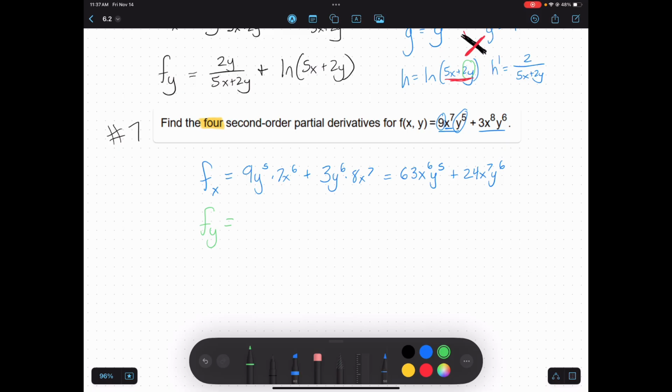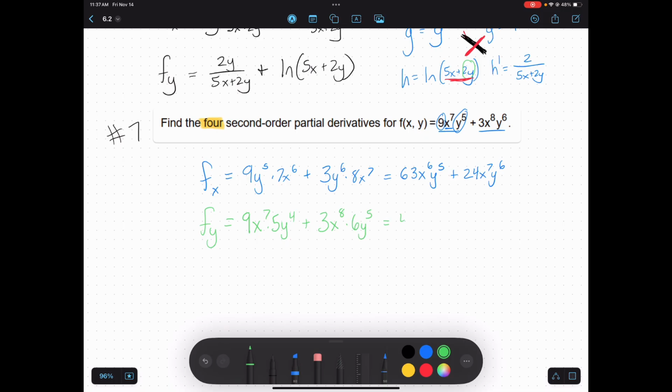Since now I'm taking it in terms of y, I'm going to keep the constant, and I'm going to keep the x term because I'm treating the x term as constant now. And I'll just take the derivative of the y term. So y to the 5th, the derivative is 5y to the 4th. And then for my second terms, I'll do the same thing. I'll keep the 3, I'll keep the x to the 8th term because both of those are constant. And then I'll take the derivative of the y term. So I get 6y to the 5th.